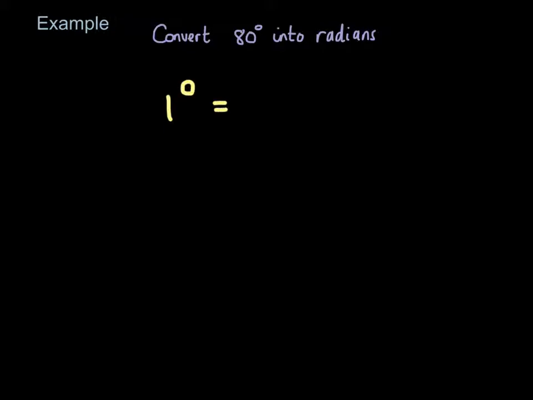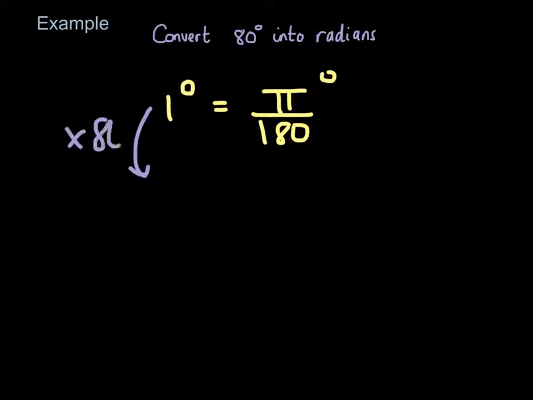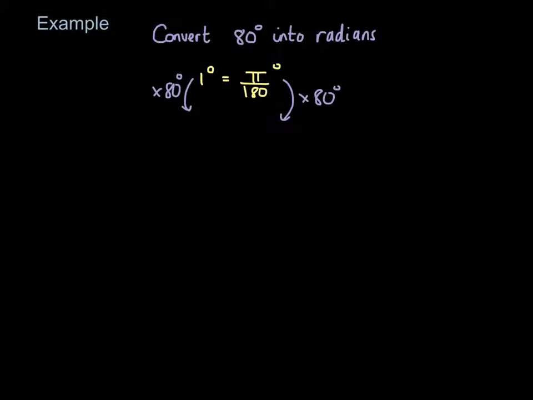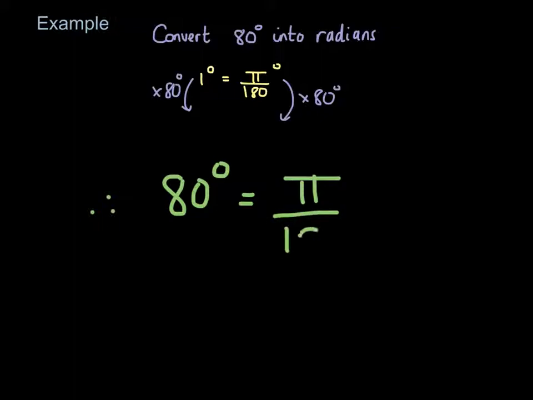Right, let's do another example. This time we're going to convert 80 degrees into radians. We're going to use the fact that 1 degree is the same as pi over 180 radians. That should be radians there, not a degree symbol. So if I multiply both sides by 80, I get my conversion. I'll have 80 degrees is equal to pi over 180 times 80.